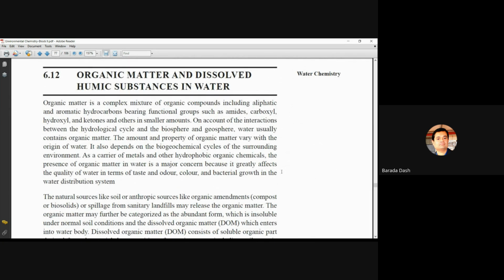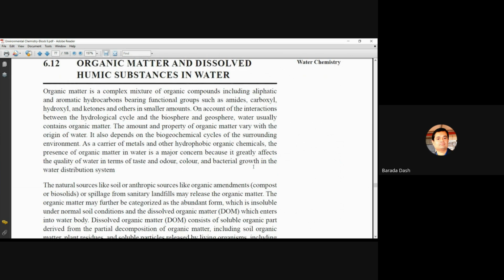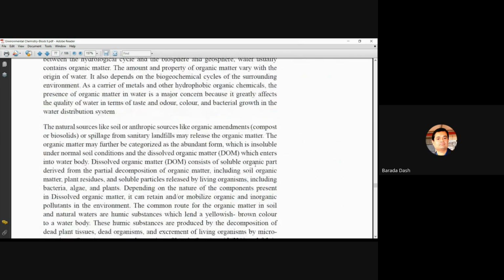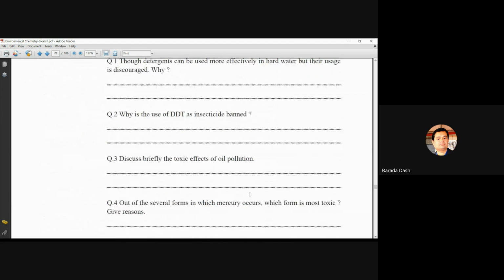Organic matter and dissolved humic substances in water. Organic matter is a complex mixture of organic compounds, including aliphatic and aromatic hydrocarbons, bearing functional groups such as amides, carboxyl, hydroxyl, and ketones, and others in smaller amounts. On account of the interactions between the hydrological cycle, biosphere, and geosphere, water usually contains organic matter. So what is the organic matter? Basically, some organic matter or humic substances are already naturally present. So that is called organic matter.